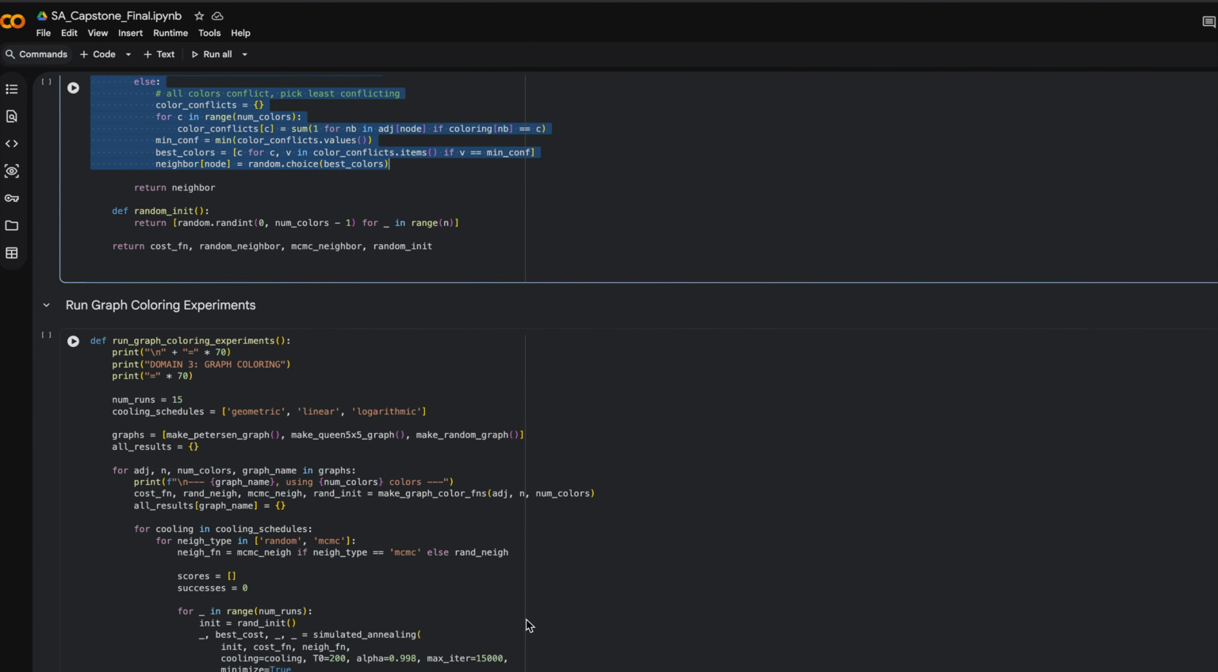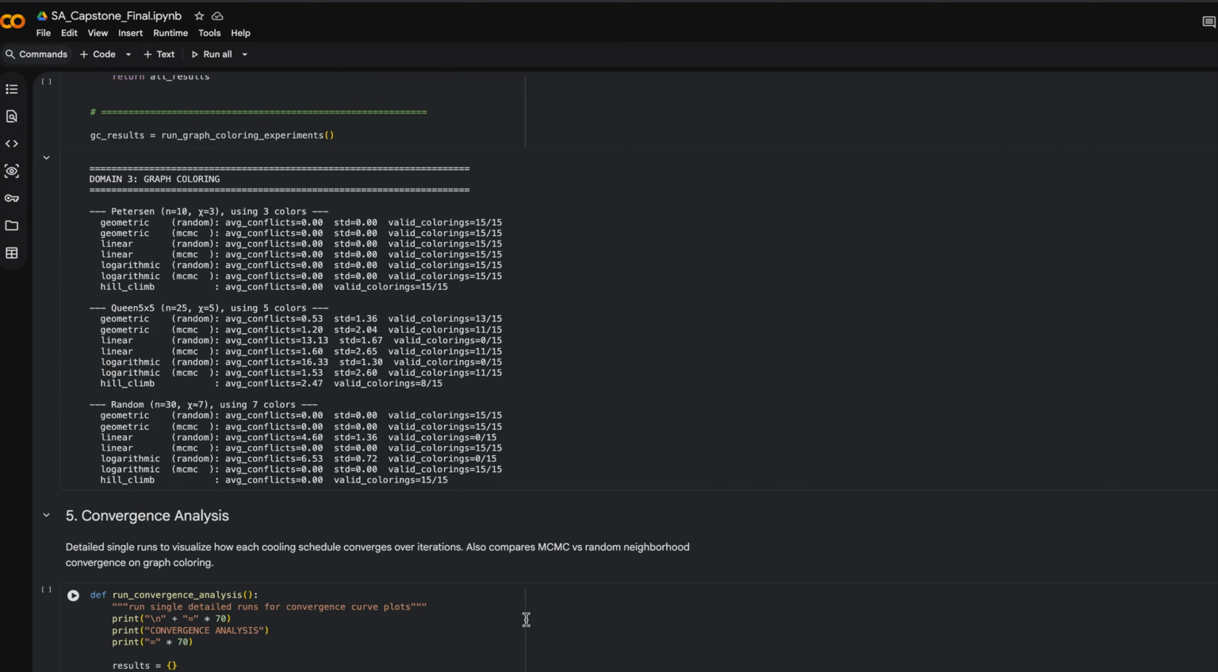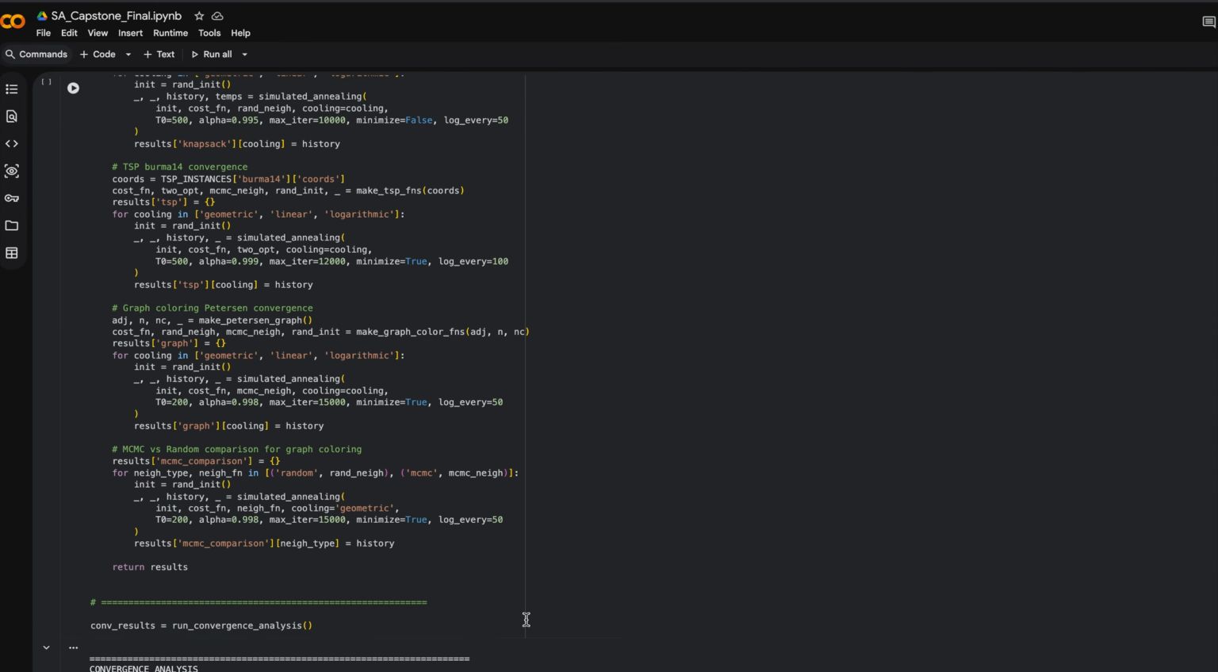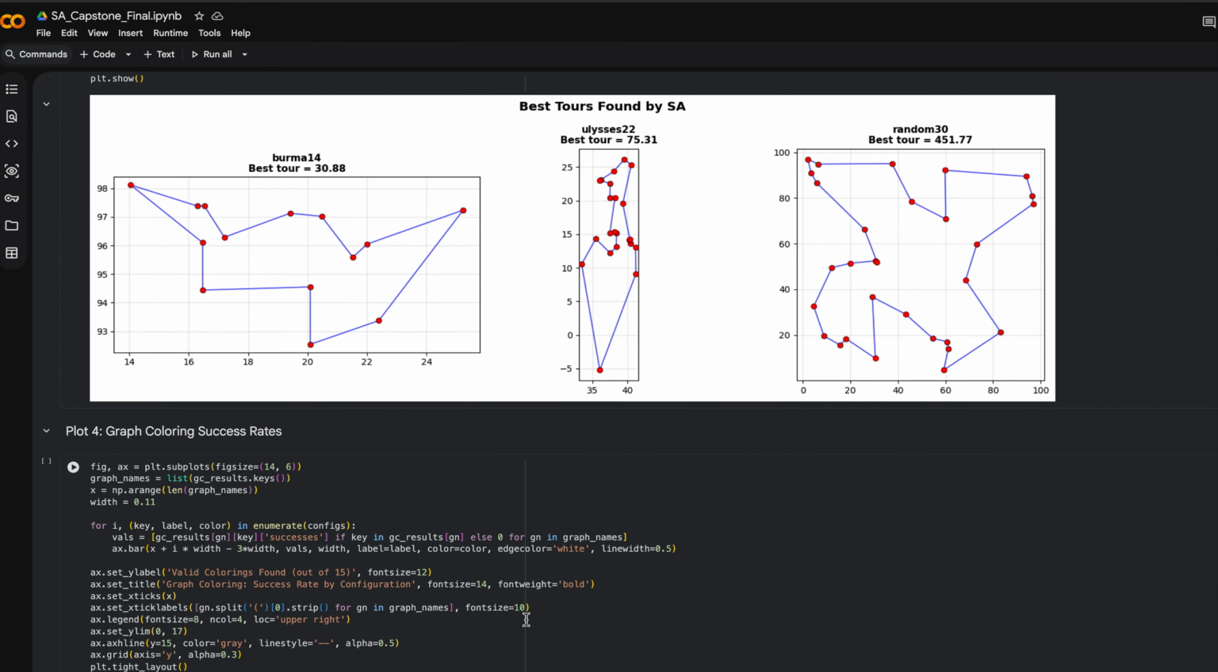So let's go to the graph coloring output over here. So the linear random 0 out of 15. Switch to MCMC, same cooling, 11 out of 15, right? So the neighborhood function alone takes it from complete failure to mostly working. Hill climbing gets 8, better than random SA, but worse than MCMC because it can't temporarily increase conflicts to reach a valid coloring. Now let's look at the plot for the same.